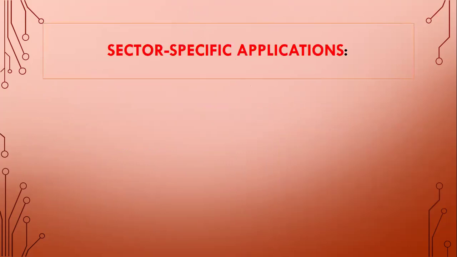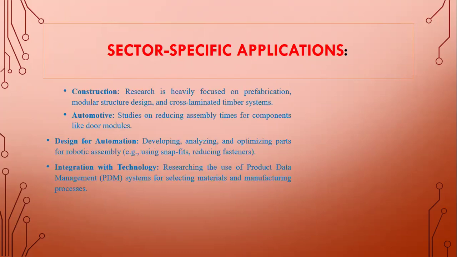Here are some of the sector-specific applications listed out. First, let us go with the construction assembly process. Here the research is heavily focused on prefabrication, ready-made modular structural design, and cross-laminated timber systems. Next is the automotive application. The studies mainly focus on reducing the assembly time for components, say like door modules, during the process of assembly.